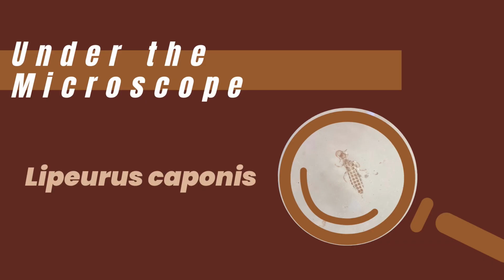Another unique feature of Lepurus caponis is its ability to produce a sticky cement-like substance to attach its eggs or nits to the host's feathers. The nits are attached near the base of the feather shaft, where they are less likely to be dislodged by the host's movement. The cement-like substance is secreted by the female louse and is extremely strong, allowing the nits to remain attached to the feathers until they hatch.